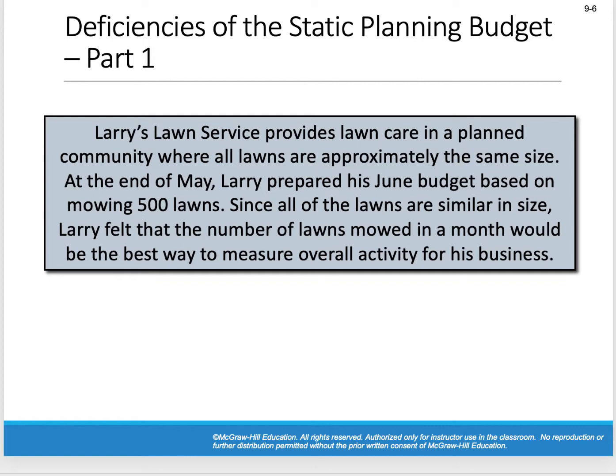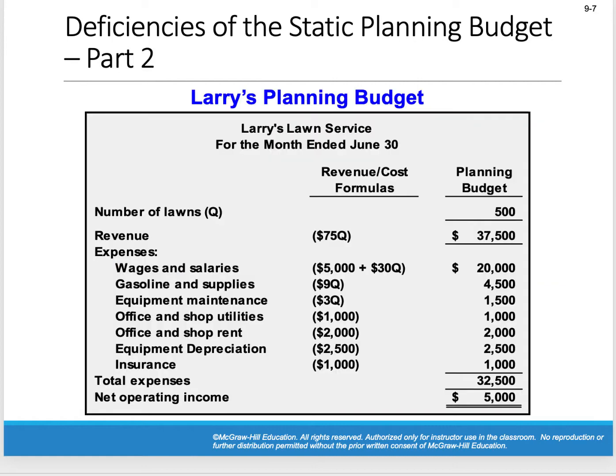Because all the lawns are of similar size, Larry thought that the number of lawns mowed in a month would be the best way to measure overall activity in the business. Okay, that makes sense, I think. If all the lawns are of similar size, you're going to have pretty much the same inputs into each lawn, right? It's not like we're cutting 5 acres out in the country versus a little square foot of land in the city, right? So let's look at his numbers here.